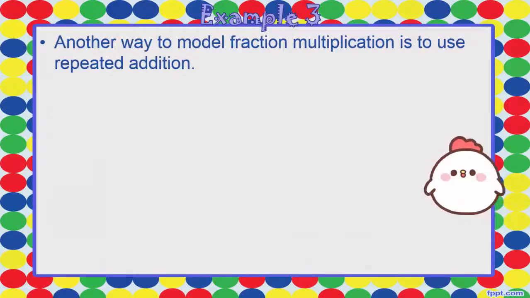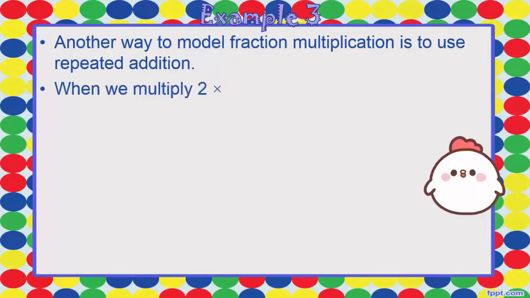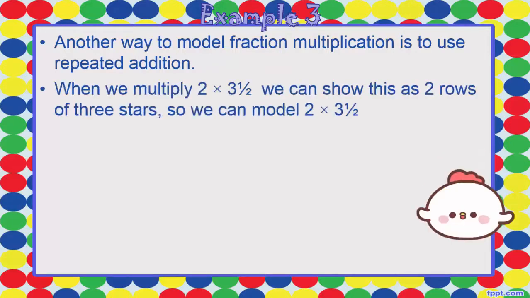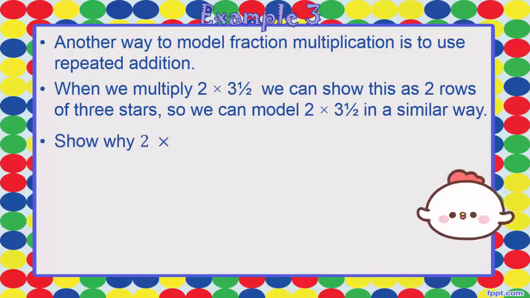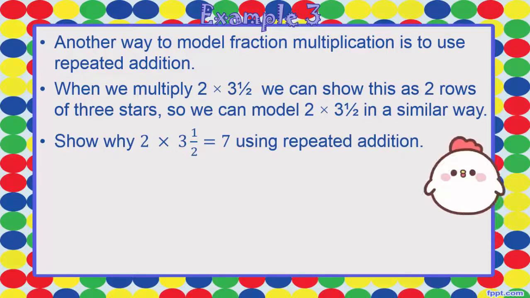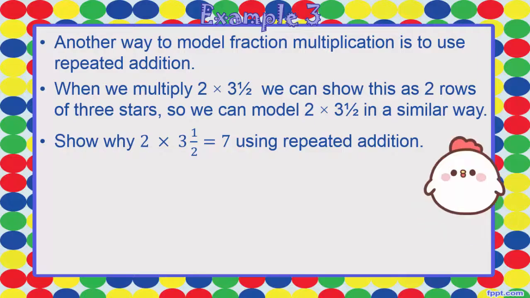Another way to model fraction multiplication is to use repeated addition. When we multiply 2 times 3.5, we can show this as 2 rows of 3 stars, so we can model 2 times 3.5 in a similar way. Show why 2 times 3.5 is equal to 7 using repeated addition. So this is what we're going to do in example number 3. So let us go over to the whiteboard and work this one out.